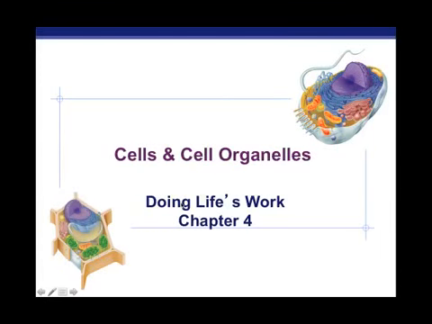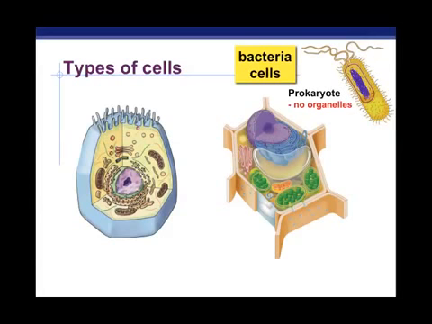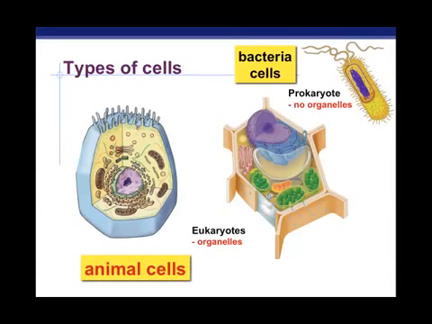We are now at Chapter 4, and we will be looking at cells and the organelles, which are little organs inside the cell. So there are several types of cells. There's one called the prokaryote, and examples are bacteria cells, and then eukaryotes, which is us, and plants.